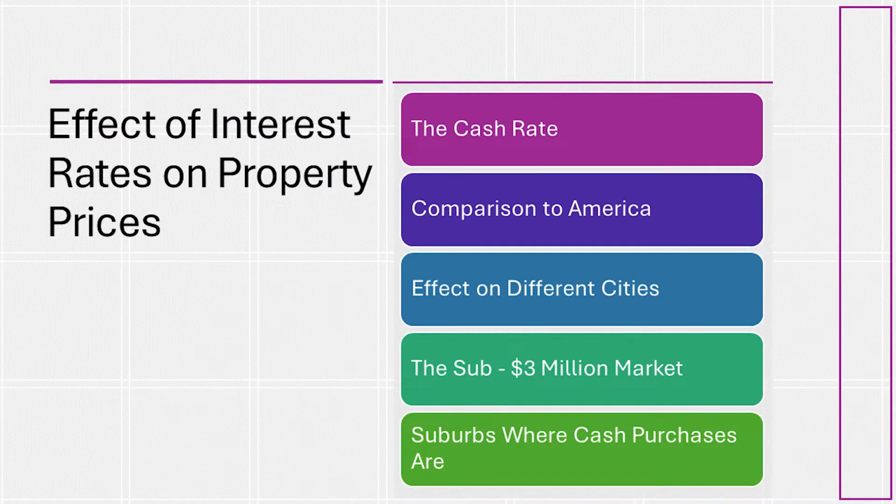Let's get into it. The effect of interest rates on property prices. I've broken it up into a few key points. First of all, the cash rate. Secondly, the comparison to the US. Third, the effect on different cities in Australia. Fourth, the sub $3 million market and its effect. And then fifth, suburbs where cash purchases are fairly common. Let's start with the cash rate.